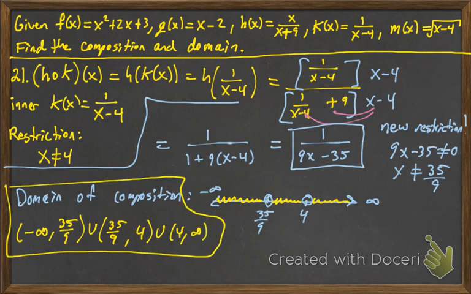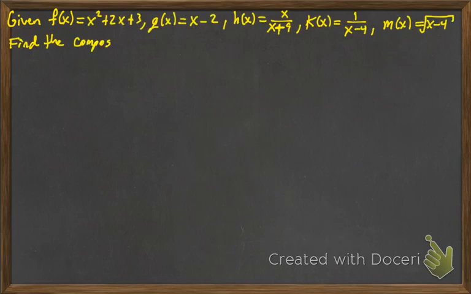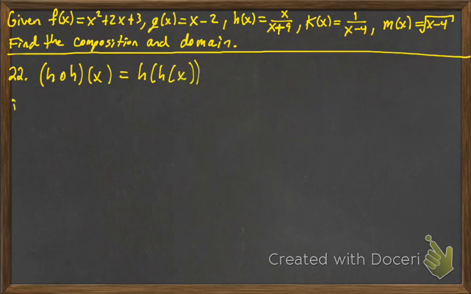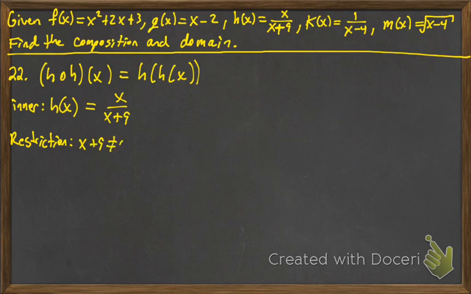Okay. We're going to look at one more. We're going to do h composed with itself. So h composed with itself. That's going to be h of x, and h of x is your inner function, and that is x over x plus 9. It does have a denominator, so that means we're going to have a restriction. We set x plus 9 not equal to 0, and so our restriction will be x cannot be negative 9.